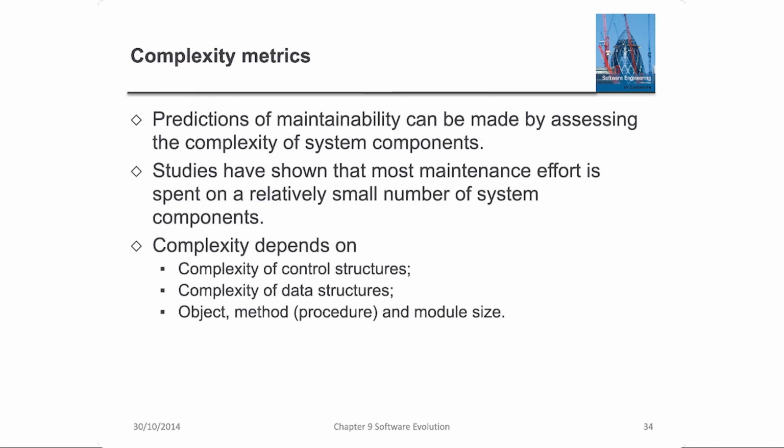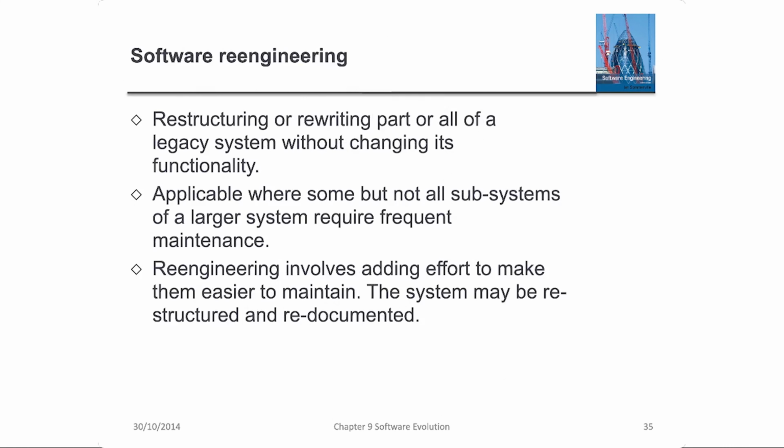So moving on to the next slide, which is about software re-engineering. Software re-engineering is about modernizing a legacy system by reconstructing or rewriting it to improve the maintainability without changing how it functions. This is important. This approach is ideal for systems where only certain subsystems need regular updates. It's a strategic effort to simplify future maintenance and often includes updating documentation to reflect the restructured system.